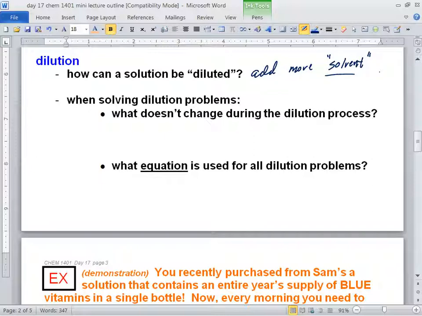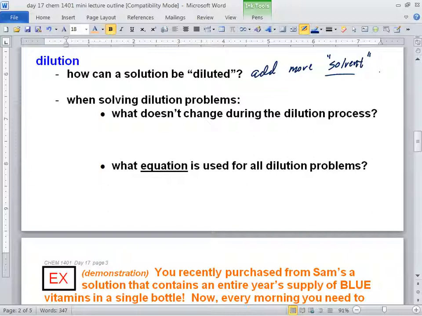When solving dilution, we really have two homework problems. One is calculating the molarity of a solution. They'll probably tell you grams, so you have to convert it to moles, and they'll probably tell you milliliters, so you have to convert it to liters, and you divide the two and you get molarity. That's probably going to be one problem.